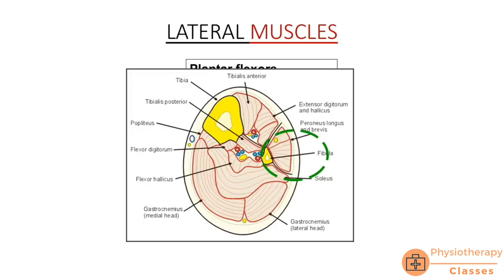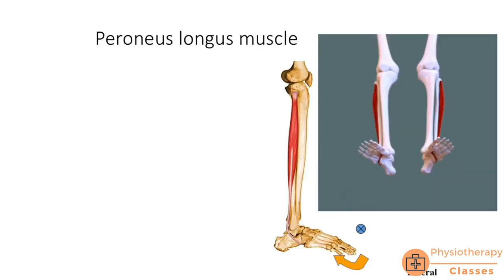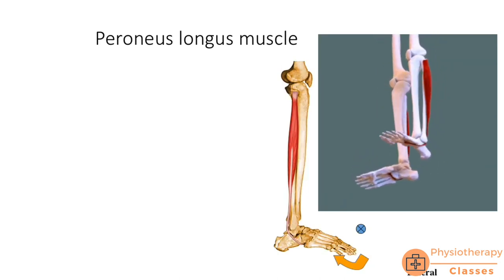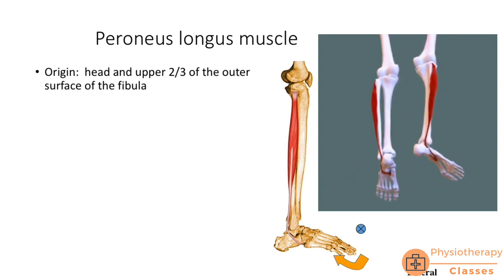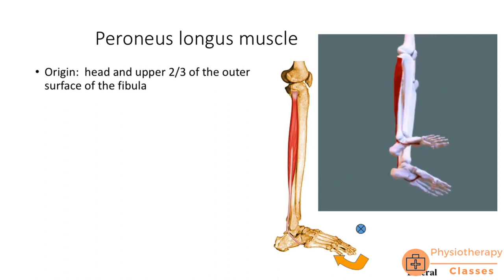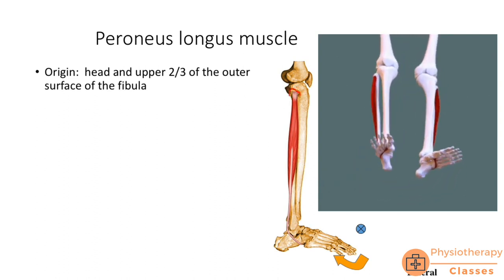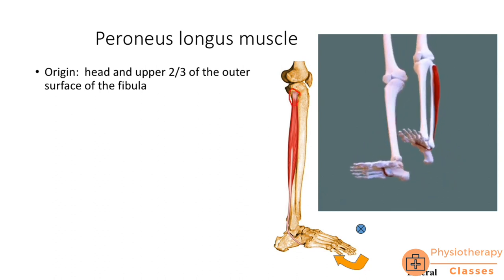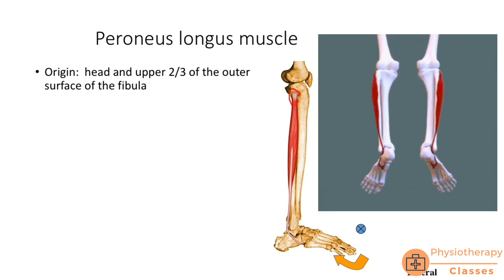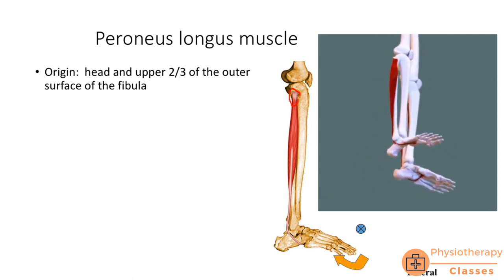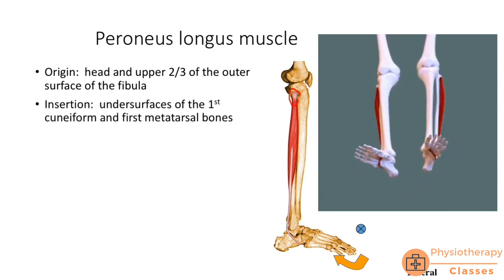Now let's move on to the lateral compartment of the leg. The lateral compartment muscles are peroneus longus and peroneus brevis. The peroneus longus muscle originates from the head and upper two-thirds of the outer surface of the fibula. You can see here, upper two-thirds of the outer surface of the fibula. Then it gets inserted on the first cuneiform and first metatarsal bone.